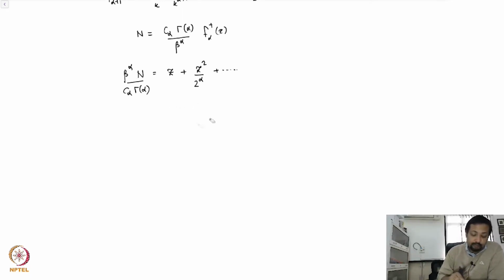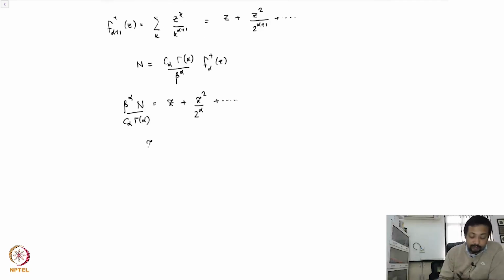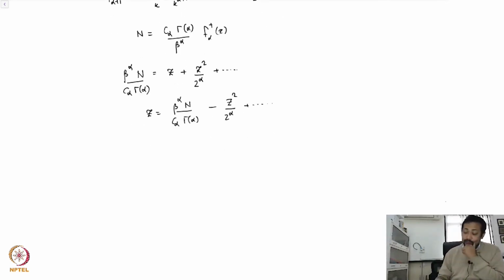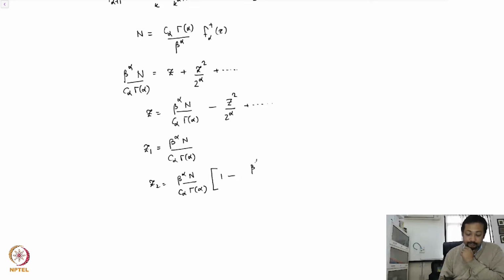So let's write down the equation that I'm going to use. That means I can write down z as beta to the power alpha n over C alpha gamma alpha minus z squared over 2 to the power alpha plus higher order terms. And you can immediately see, if I use the perturbative expansion, then to the lowest order I ignore all higher orders of z. I have beta to the power alpha times n over C alpha gamma alpha, and z2 is beta to the power alpha times n over C alpha gamma alpha times 1 minus beta to the power alpha n over C alpha gamma alpha times 2 to the power alpha plus higher order terms.